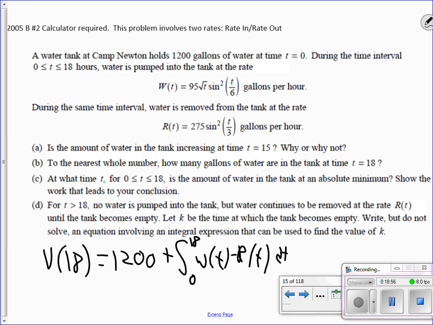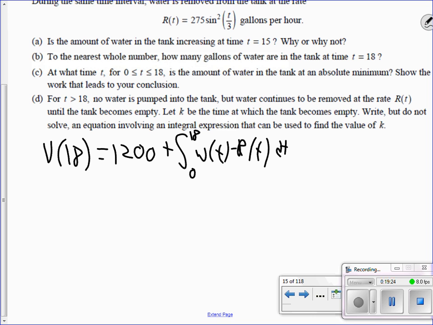So if you got that, what was it, 1310? Okay, so it's 1310. At time 18, you've got 1310 gallons of water in the tank. Then it says this rate in is no longer working. No more water is pumped in. It's just leaving. And you want to write an equation to solve for some time k when the tank is empty.